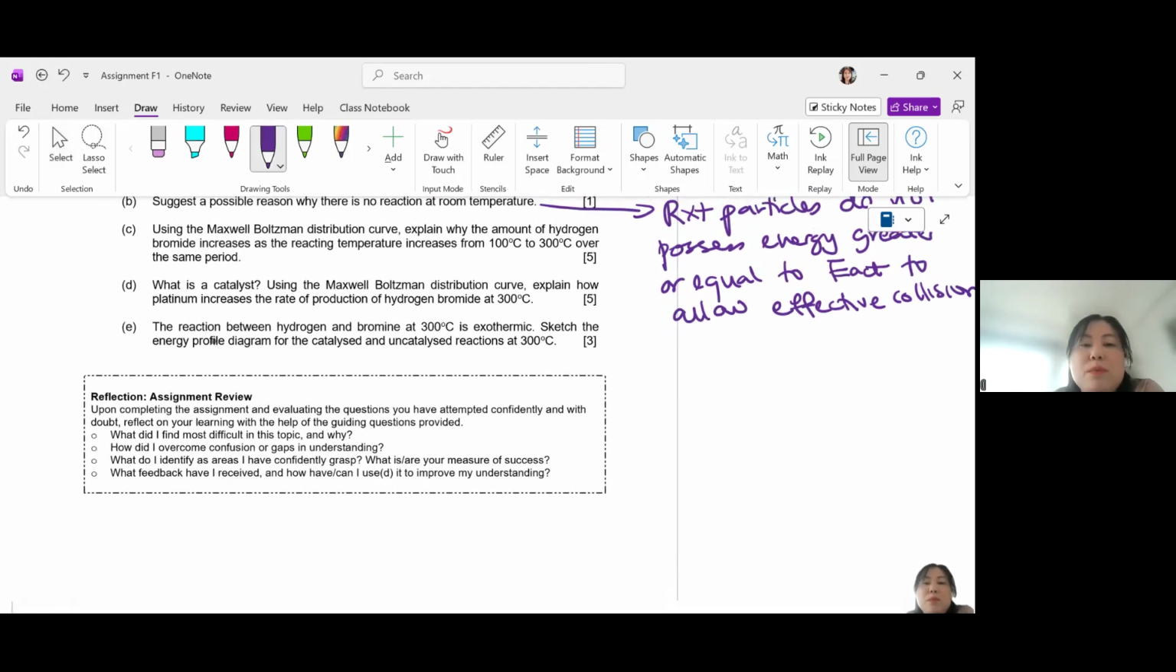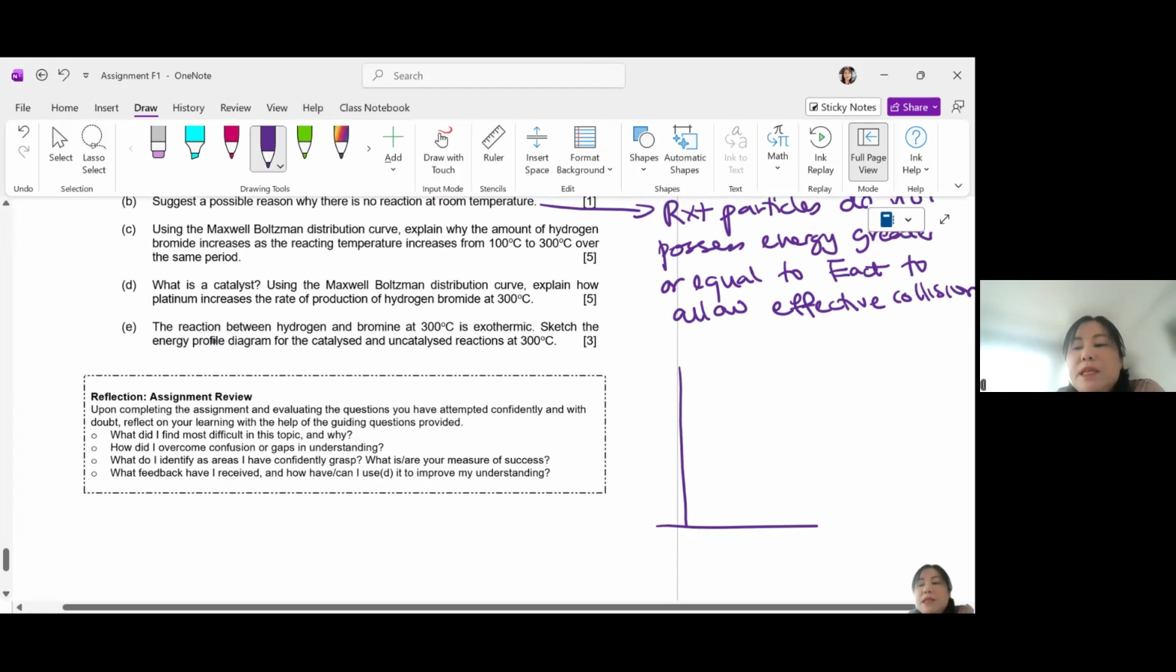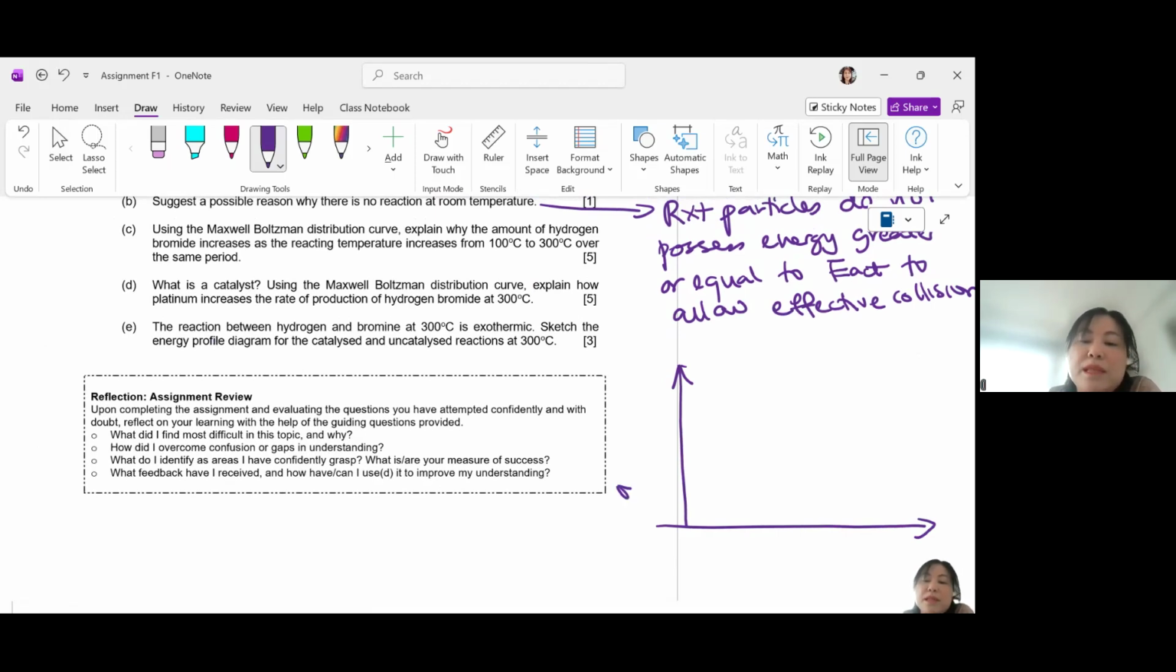So to draw a Maxwell-Boltzmann distribution curve, firstly, we need to label the axes correctly. So the label on the y-axis will be number of particles. Okay. Or you can put it as a fraction of particles, also possible. So it's number of particles for the y-axis. X-axis will be kinetic energy, or just energy will do, but I will prefer kinetic energy.